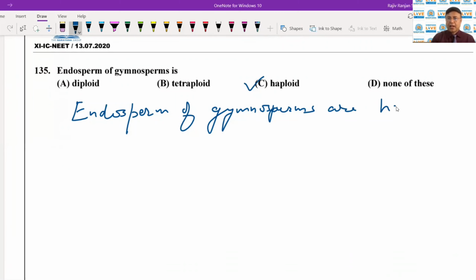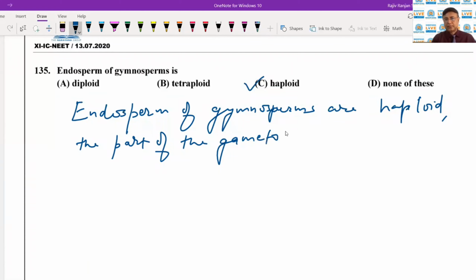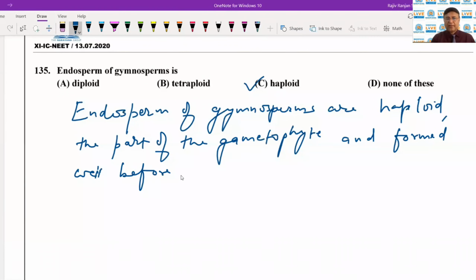Endosperm of gymnosperms are haploid. It is part of the female gametophyte, and formed well before fertilization.